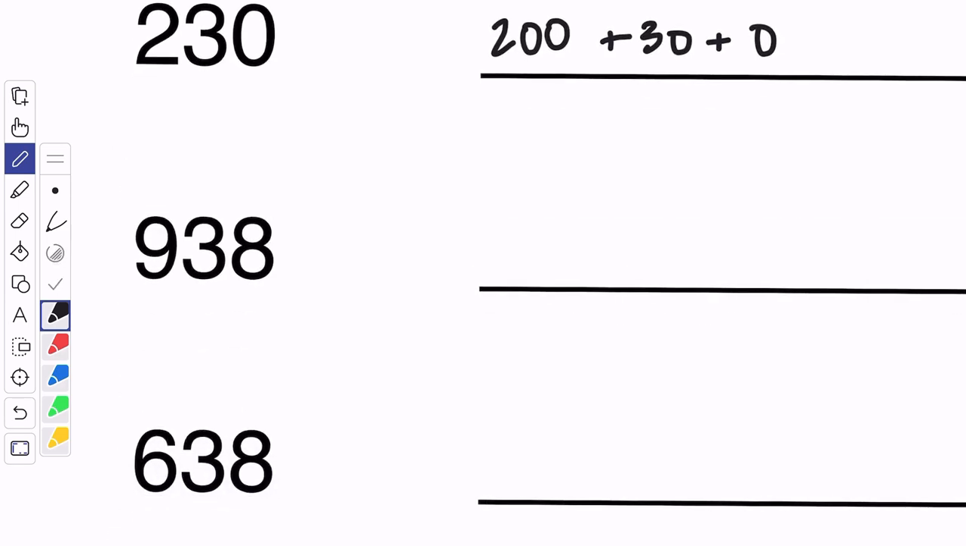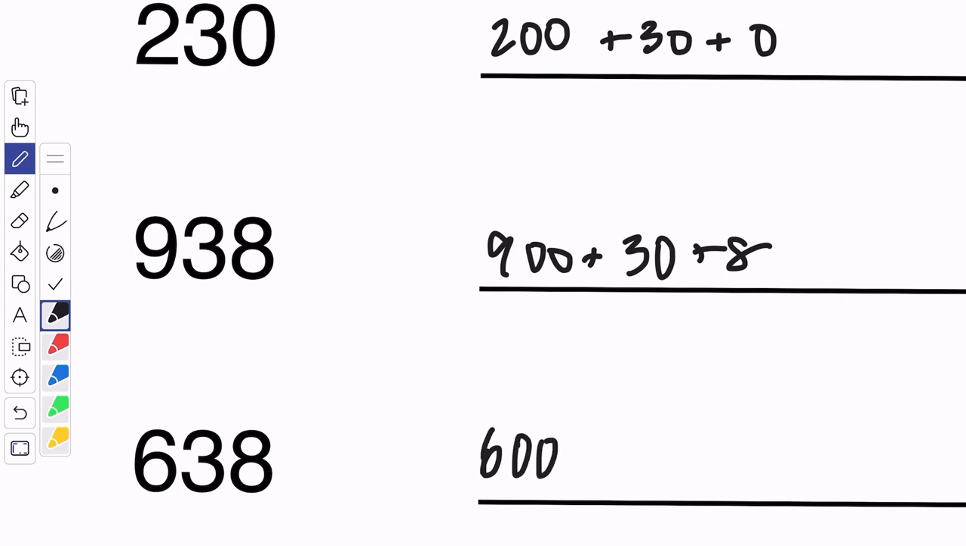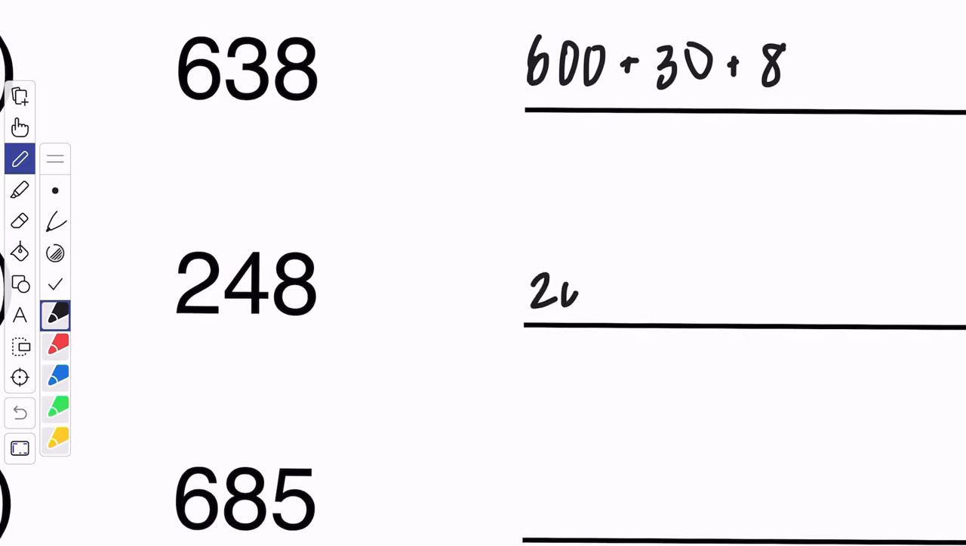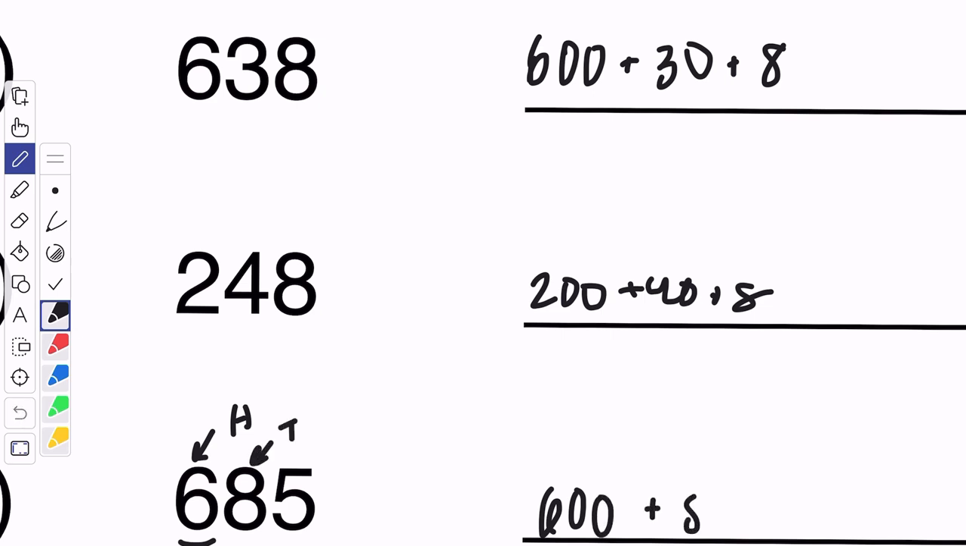We have 900s. So the 900, and then we have a 30, and then we have an 8. We have 600, 30 plus 8, we have 200 plus 40 plus 8, and then we have a 6 in our hundreds place, which is going to be 600, we have an 8 in our tens place, which is going to be 80, and then we have a 5 in our ones place, which is going to be 5.